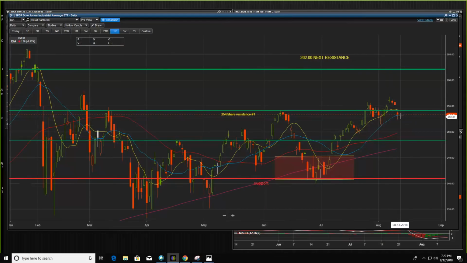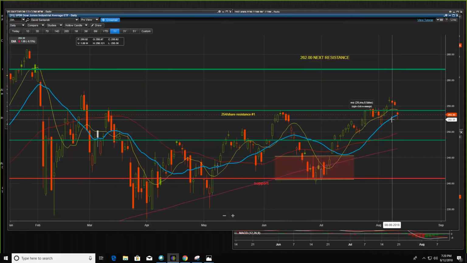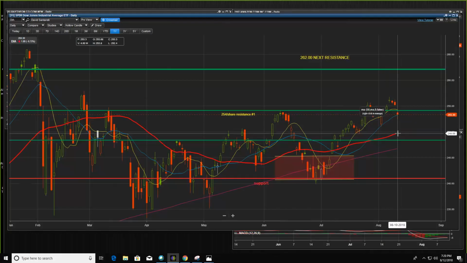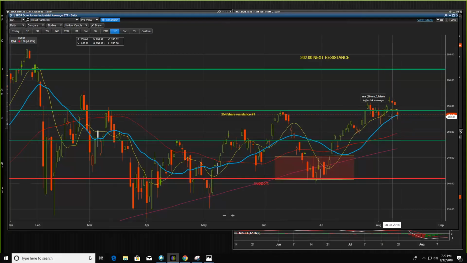So either A, if she breaks below this 20-day SMA, this blue line, on Monday, then that's going to make me worry that she might get back down to around 250. So she could possibly have a 300-point drop if she drops below this 20-day on Monday.